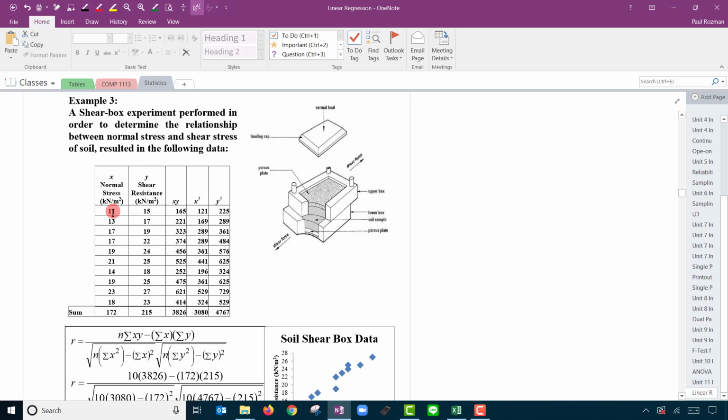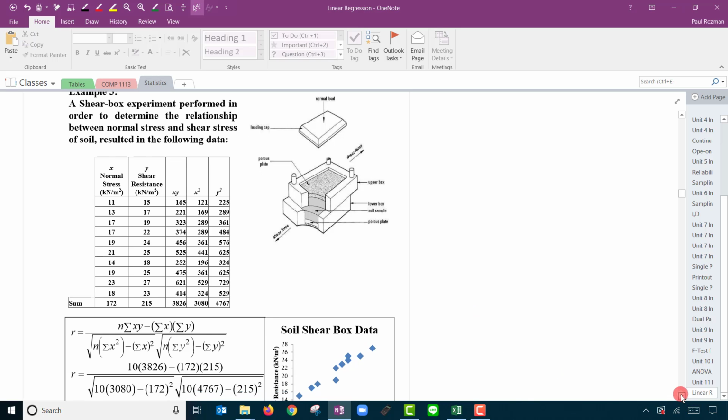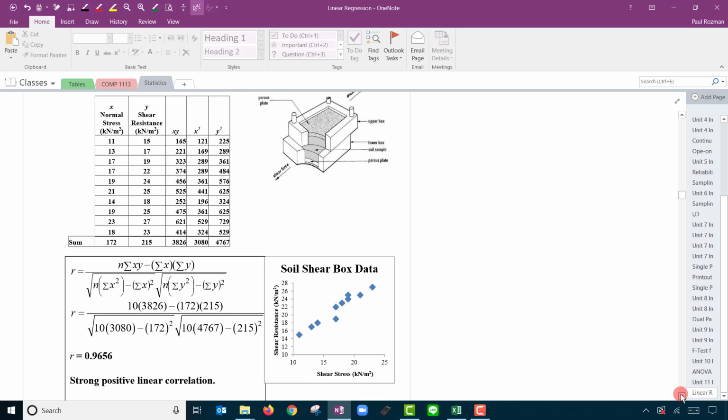We put different weights on top of the box, and then we measure how much force it takes to shear it. It would make sense that this would have a positive correlation. The more weight you put on the top, the harder it should be to shear it. Does it follow a linear pattern? Well, we can take our values here and plot them, which I've done just below here. And you'll see that, yeah, it is following a linear pattern.